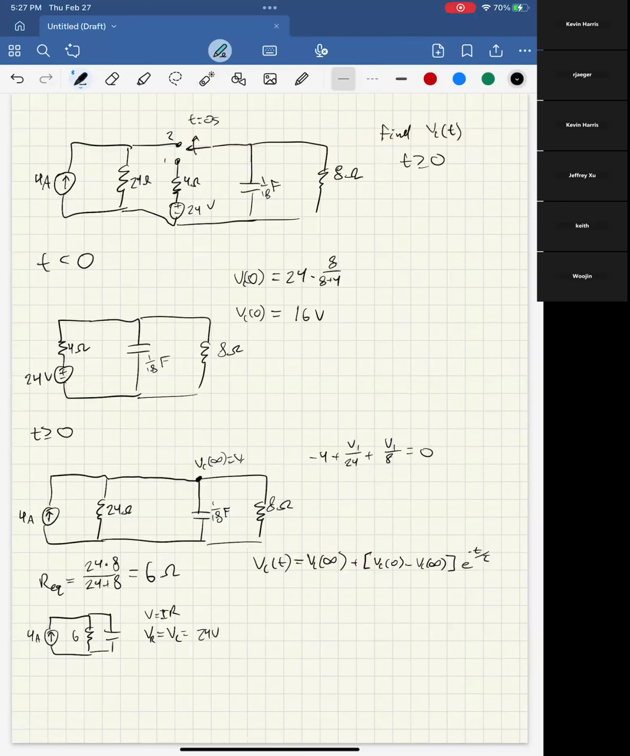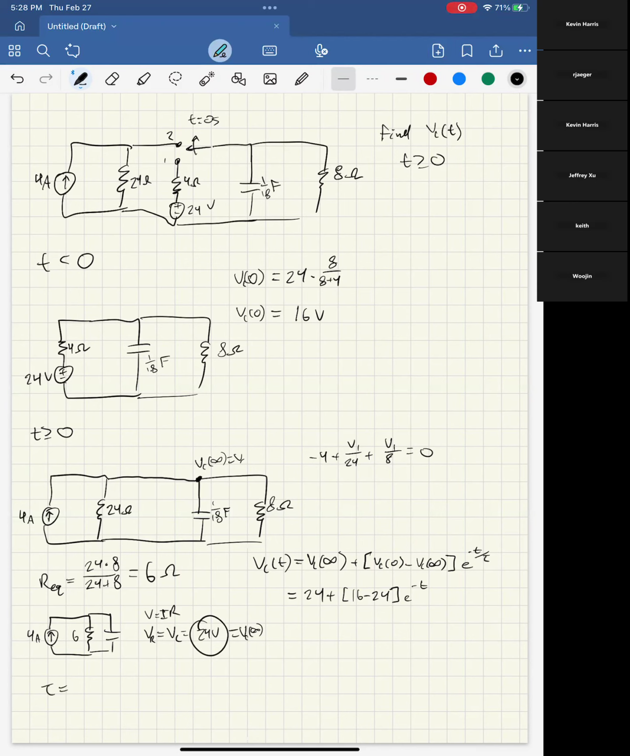So then we plug it all in, we get VC of infinity we found earlier, right here. That equals VC of infinity. Whoops, should have labeled that. So that's 24 plus 16 minus 24 e to the negative t over... oh no, I forgot to do the tau. But basically, this circuit that's simplified works just fine.